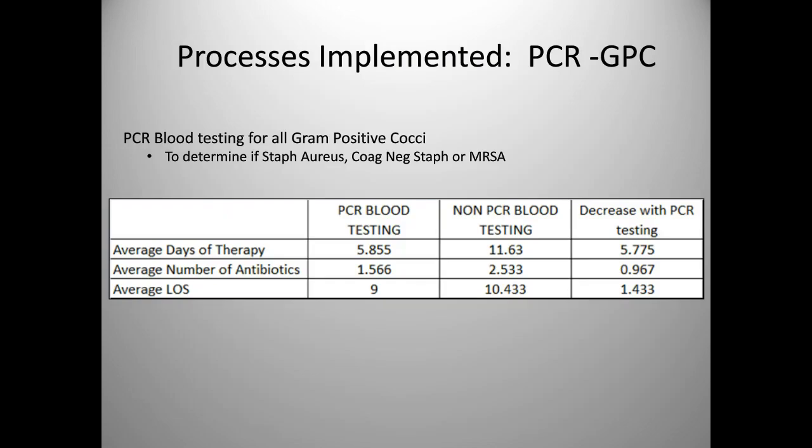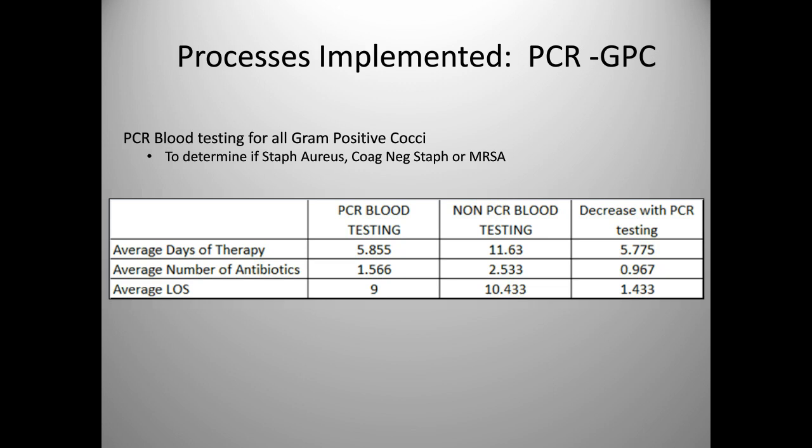I want to talk about one other benefit that we have seen with on-demand testing here at our organization, which is doing PCR blood testing for all gram-positive cocci in blood cultures. We really wanted to make sure that we were saving our antibiotics for when we truly needed them, and we wanted to treat the patients appropriately and quickly. Having this has helped to get this done.